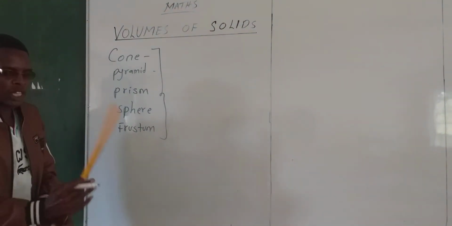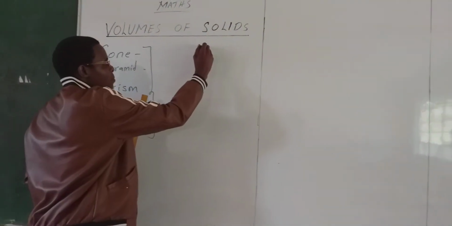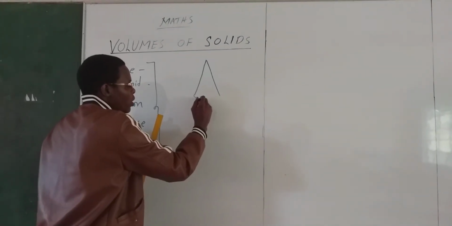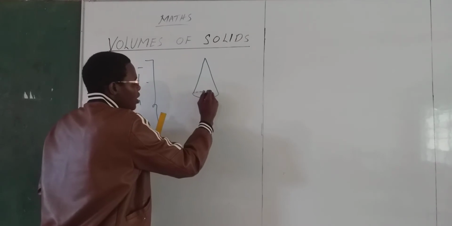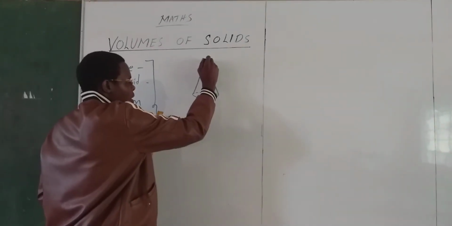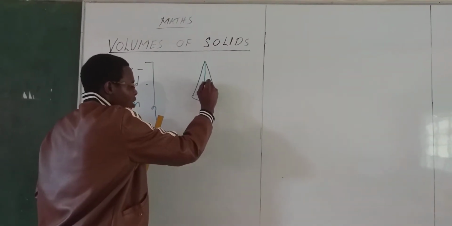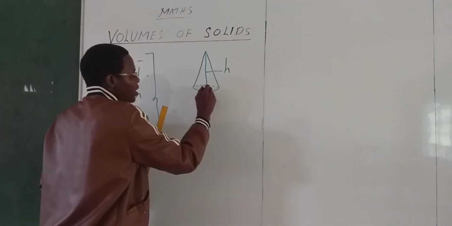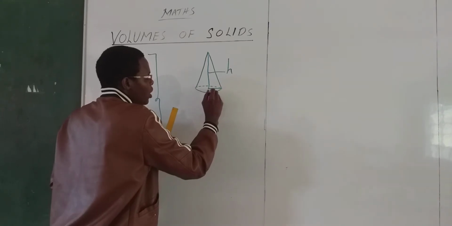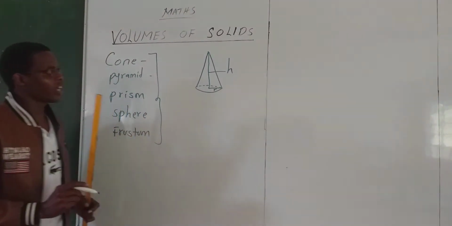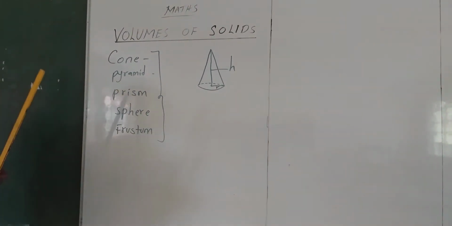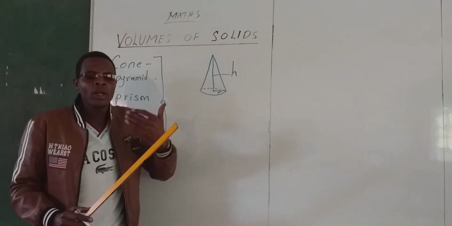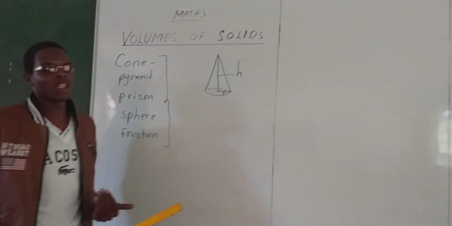Now let me sketch it on the board. This is my cone. We have the circular base like this one. Then we have the perpendicular height from here up to here. This is our height. Then from here up to here, we have our radius. Given a cone like this one, how can you find its volume?